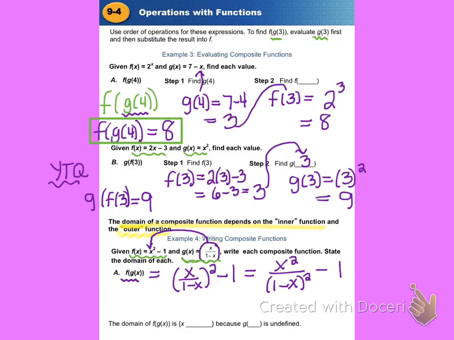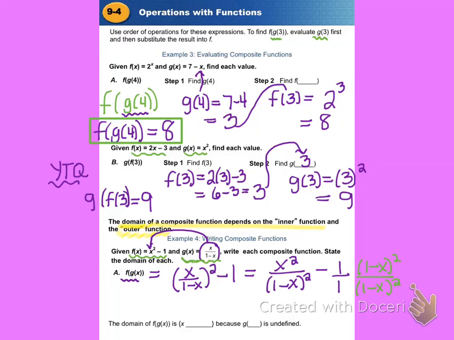But then in order to simplify and put those together, I need a common denominator. So in order to get a common denominator, I'm going to have to come over here to that minus 1, and I'm going to have to make sure it has a denominator of 1 minus x quantity squared. And so I'm going to multiply the top and the bottom of that fraction 1 over 1 by the denominator of the other one, which was the 1 minus x squared. Then that way, it will have the same denominator.